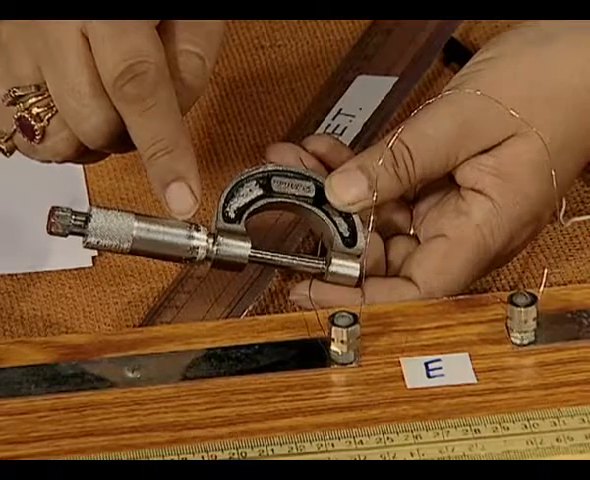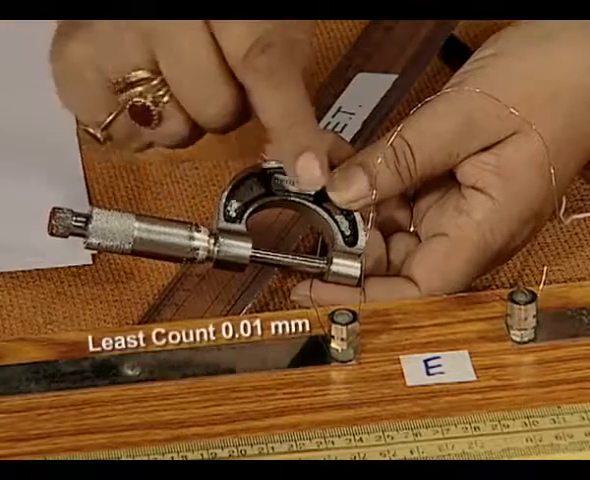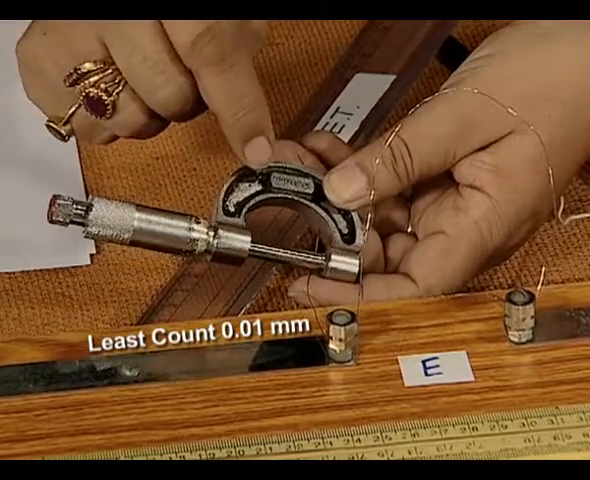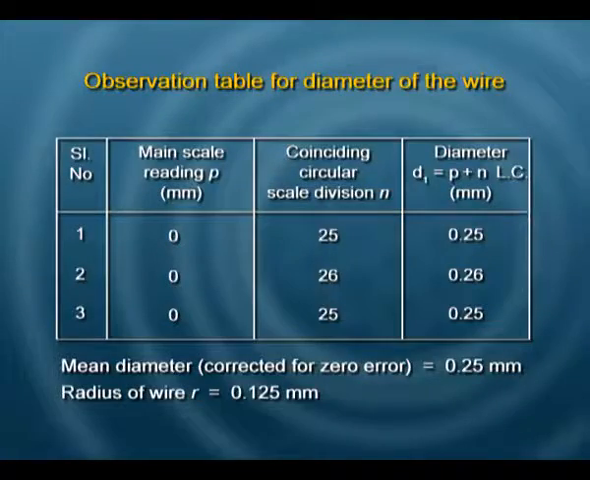In our case, the circular scale reading is 25. So, the least count of this being 0.01 millimeter, the reading here will be 0.25 millimeters.